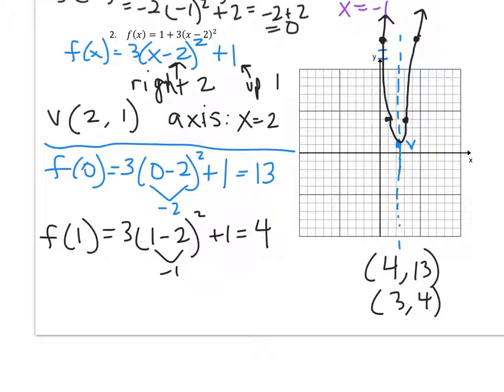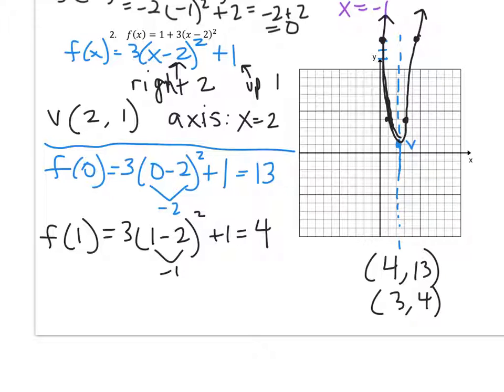I've got my parabola, not the prettiest parabola, but yours will probably look better on your paper. It does open up just like we thought, and it is pretty narrow because of that 3 as my a value. So my y-intercept and my vertex all fit together, and my graph looks exactly the way it should. So there are 2 examples of graphing in vertex form.